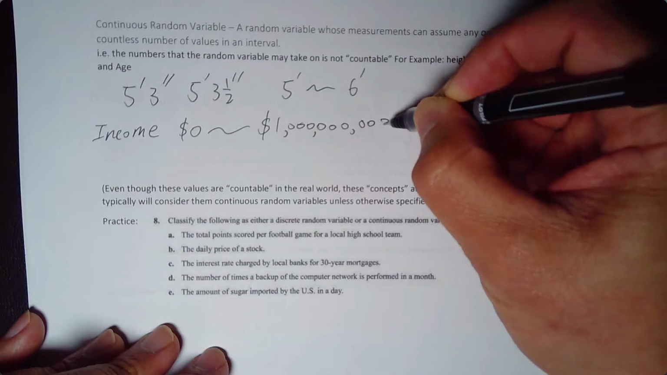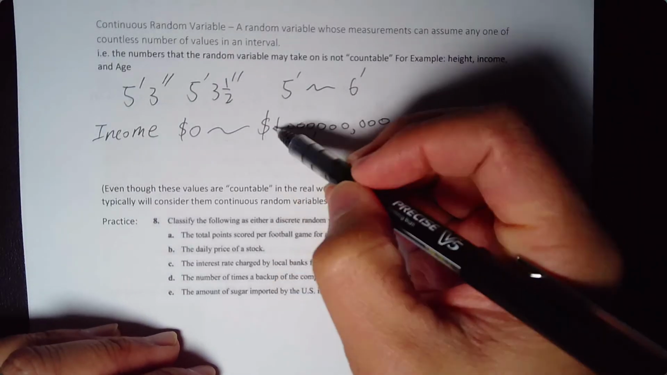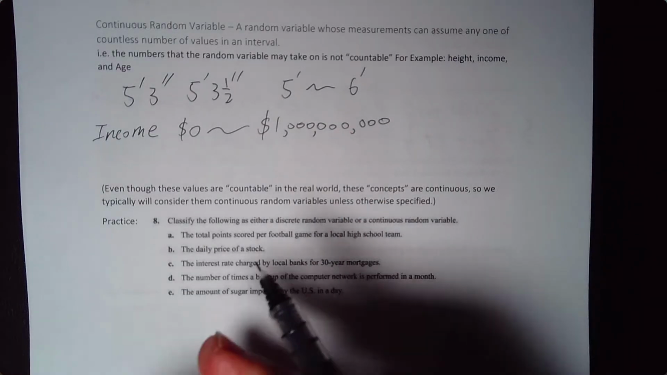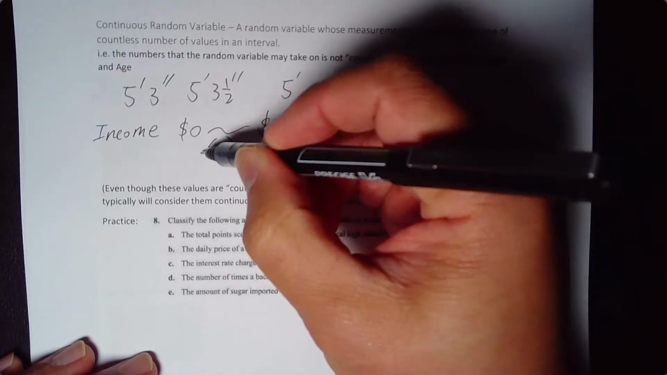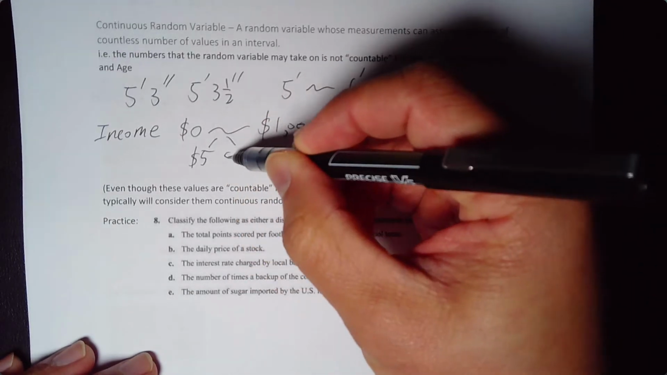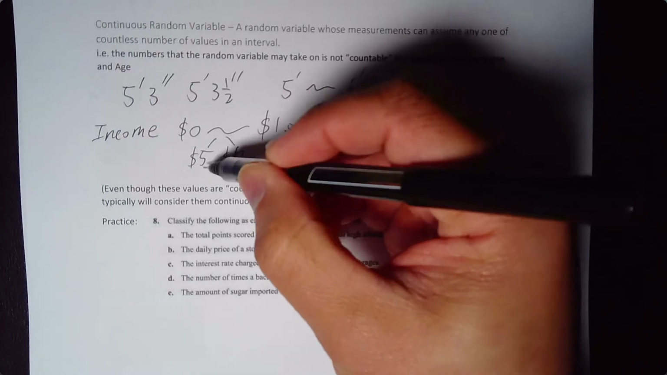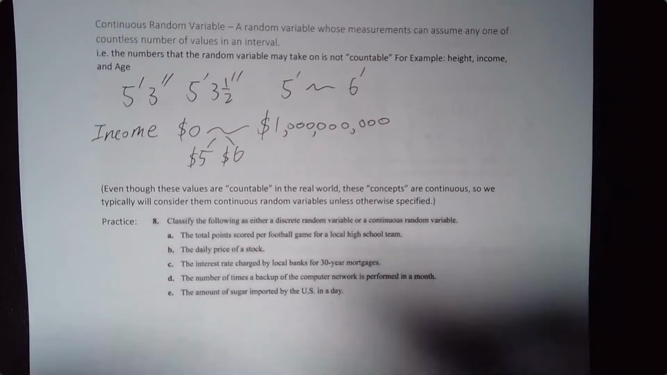Oh, shouldn't have said a billion. Okay, now $1 billion. Now, it could take on any number in between, in between any two numbers as well. So I can pick any interval. I can pick between $5 and $10, or maybe $5 and $6, and then I can break it down deeper as well. Now you might say, well, wait a minute, we don't go beyond a cent.